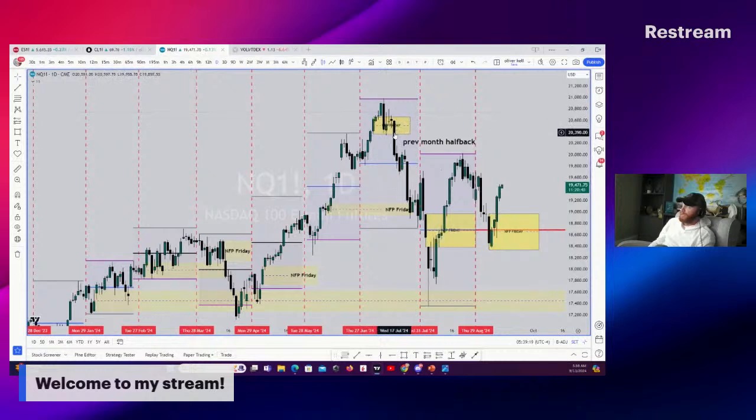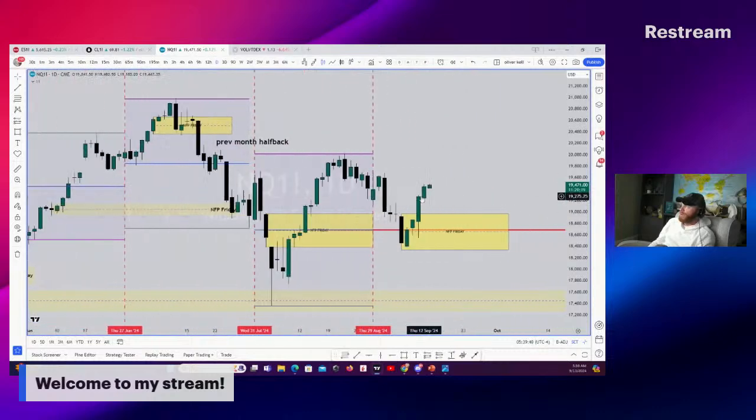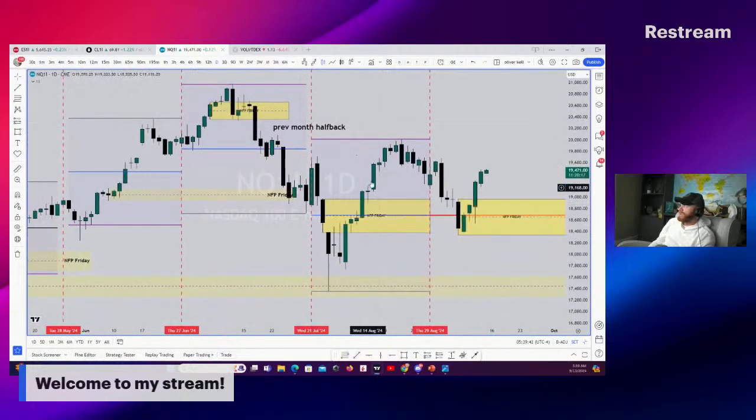And then this, which you guys all should be familiar with because you were all traders during this whole thing that we talked about, right? We get above NFP Friday. We get below NFP Friday, but we're not below previous month 50% until the later part of the month, right?